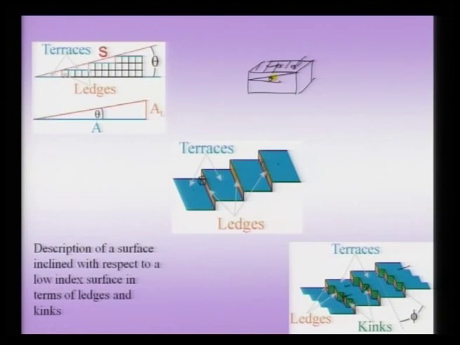Though in this case we have considered them as arising out of the necessity of accommodating inclination on the surface. So, this is coming from the fact that I am inclining my surface with respect to the low index plane, and this inclination is accommodated not as a smooth cut, but as a breakup into ledges and kinks, because in that case the crystal will only be putting out those surfaces which have a low energy. So, this is the description of the surface in terms of ledges and kinks.